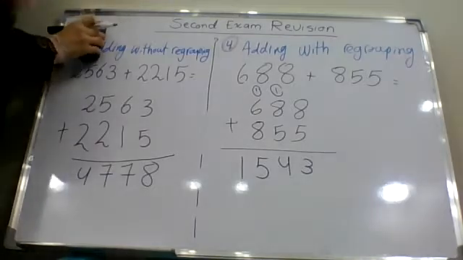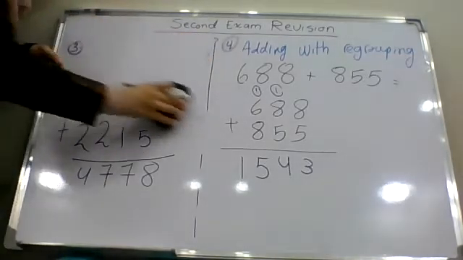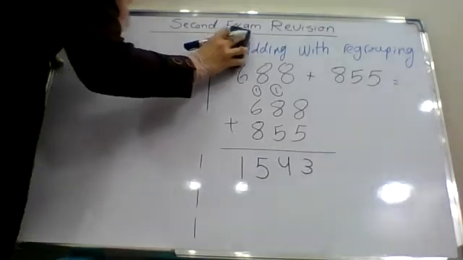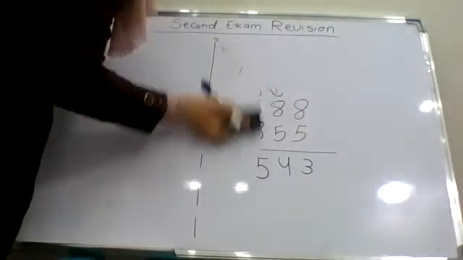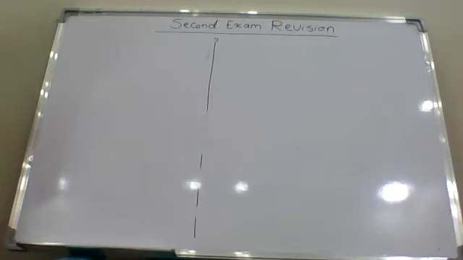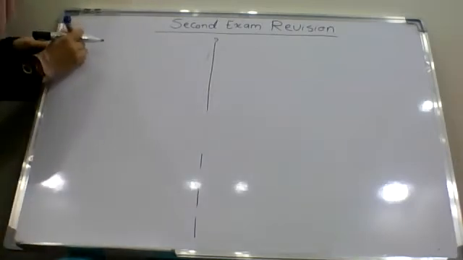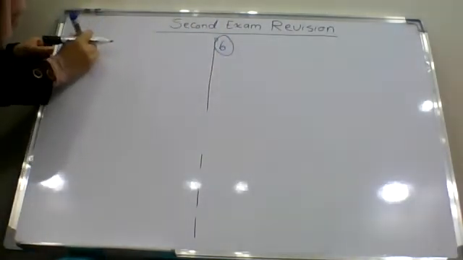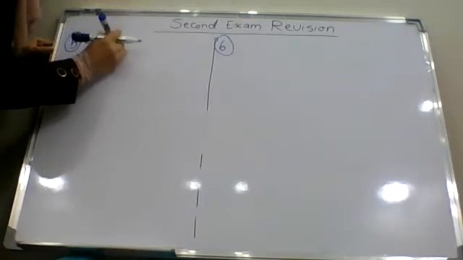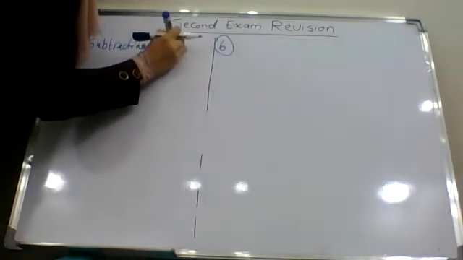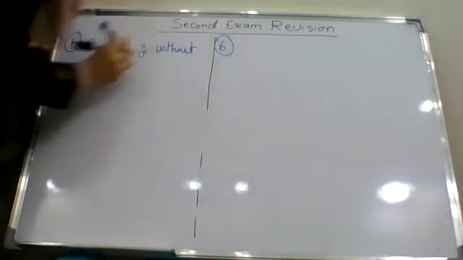Now I have subtraction. It's the same, but for subtraction. So it's the fifth subject. And I have subtraction with regrouping and without regrouping. So the fifth subject and the sixth, okay? I have subtracting without. It's the simple one, okay?